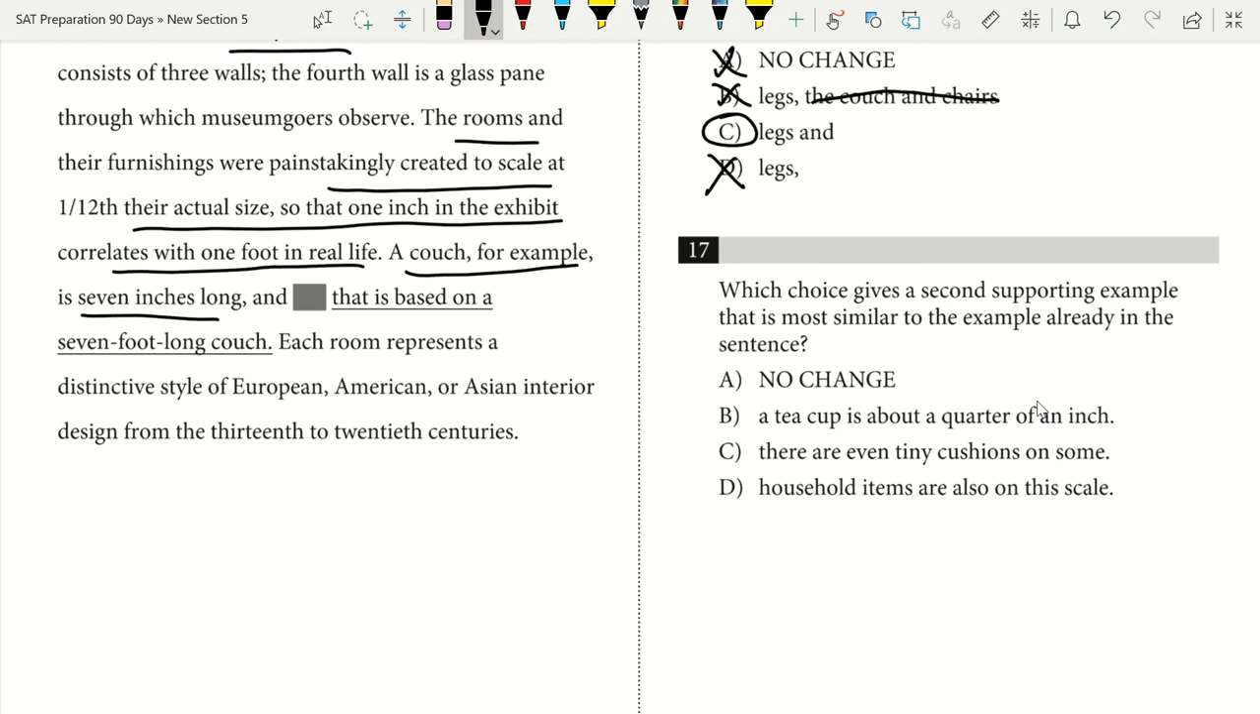If a couch, for example, is 7 inches long," now I'm asked to give a second supporting example, so it has to be different than the couch example. That's similar to the example already in the sentence. So that would be something that's a household item, and we're showing that it's much, much smaller in scale in this exhibit. So we have a couch 7 inches long, and that is based on a 7 foot long couch. No, because that's repeating that same example. We need a new one.